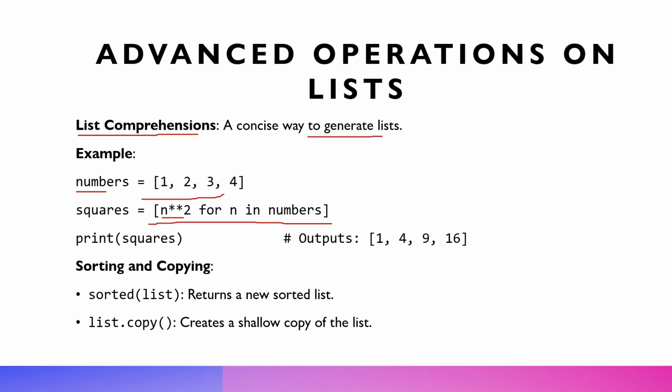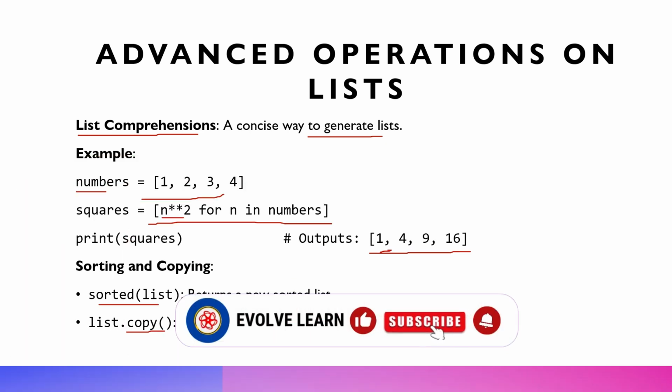By executing this, it generates a list of squares. We have already discussed this sorted list, which creates a new sorted list instead of sorting the old and original list. And this copy method is used to create a shallow copy of the list. By this, we have covered some of the most commonly used list operations. If you want to gain more in-depth knowledge, you can go through the official Python documentation or visit websites like GeeksforGeeks. Next, dictionaries.